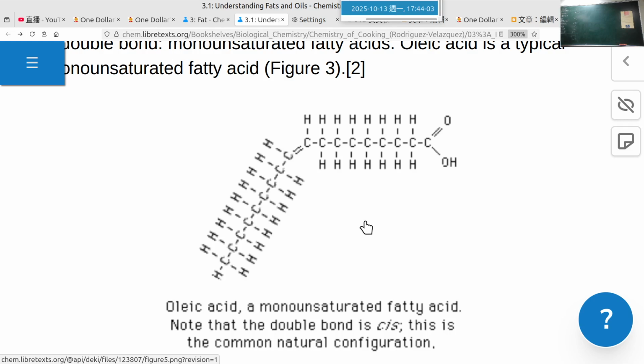About this structure, H is for hydrogen atom. You can see the equal sign, but we call it a double bond. We can see the structure here. We just check the carbon here, go through the double bond and go to the other side. They are located on the same side. It's called cis.